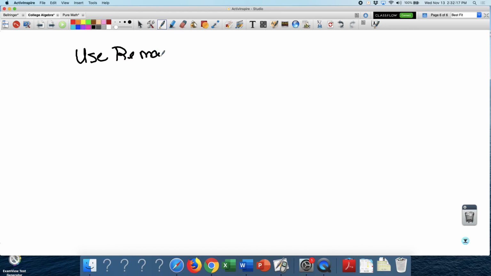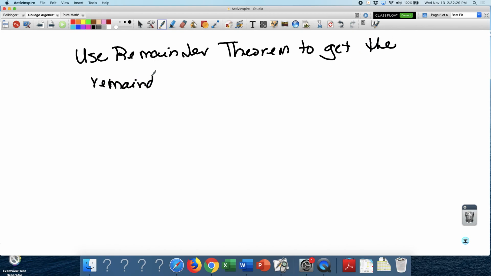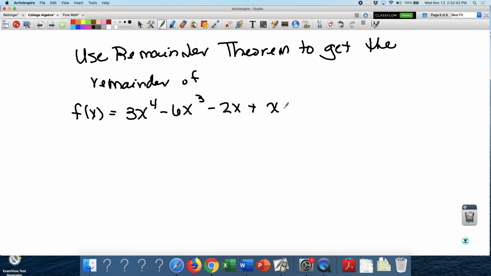Use the remainder theorem to get the remainder of that one. So go ahead and pause the video. And I got the remainder is 3.